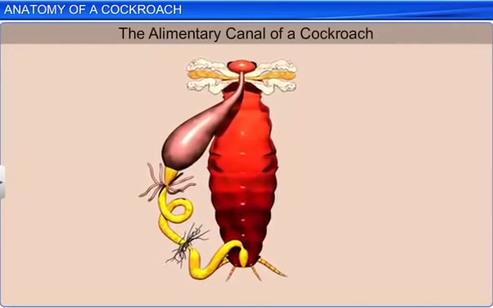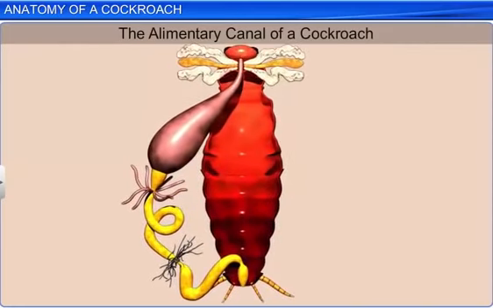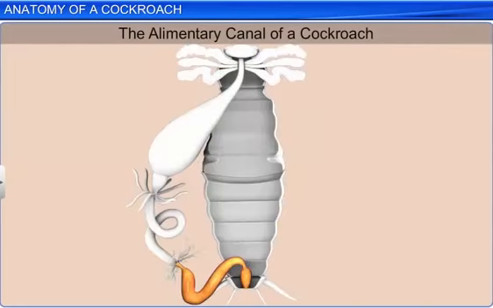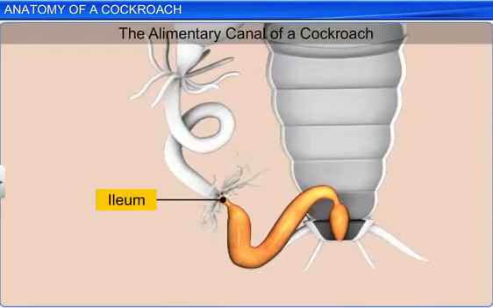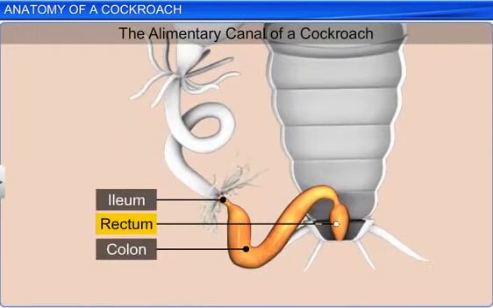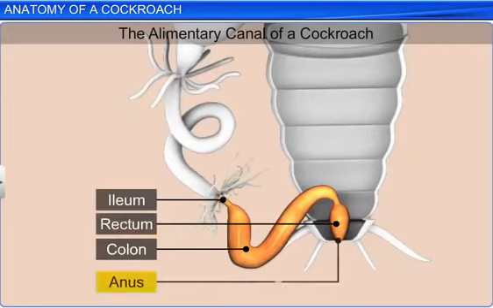The midgut is followed by the hindgut, which is broader and is divided into ileum, colon and rectum. The rectum opens to the exterior through a small aperture called the anus.